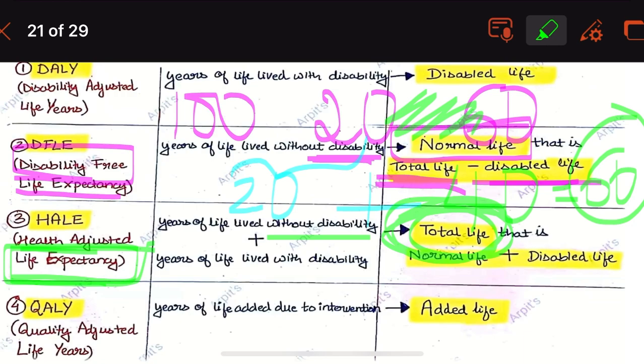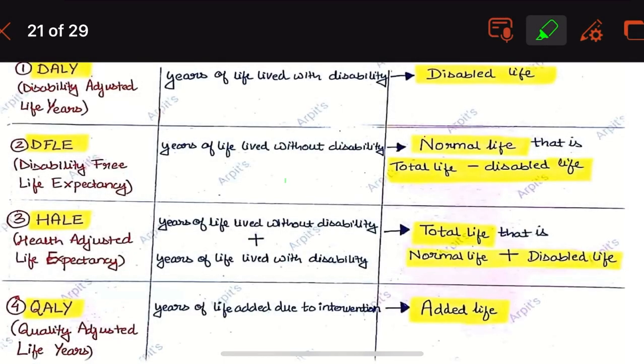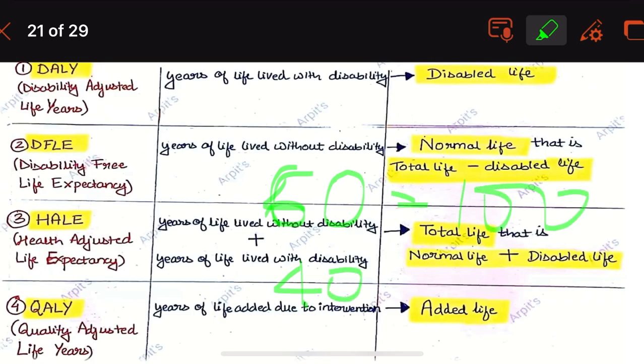How many years without disability did we see? It was 60. With disability, the 20 to 60 period was 40 years. So the total life lived without disability was for the period of 60 years, and years lived with disability was 40 years. Total life he lived was 100 years. Makes sense?